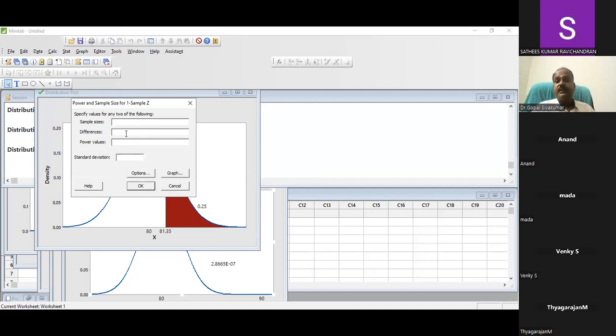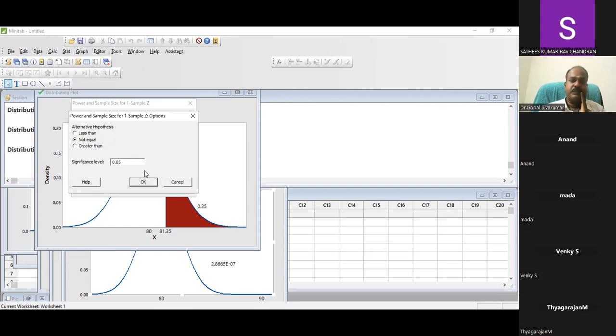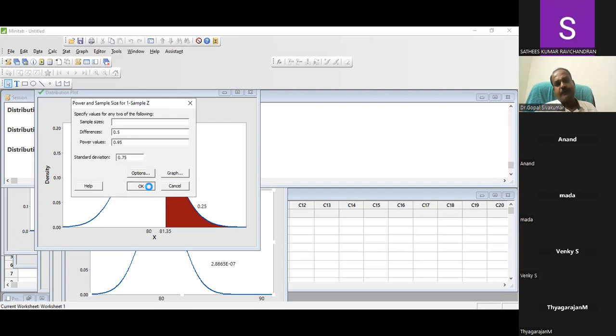Difference means difference in the average. How much is the difference in the average? 0.5. How much is the power value? 0.95. Population standard deviation? 0.75. Now, options, significance level. They have told you confidence level is 95%. That means significance level is 0.05. Generally, if nothing is mentioned, two-tailed test, not equal to. Okay.